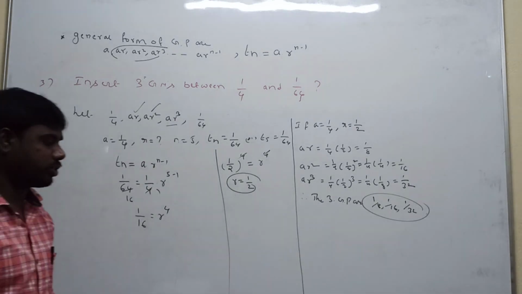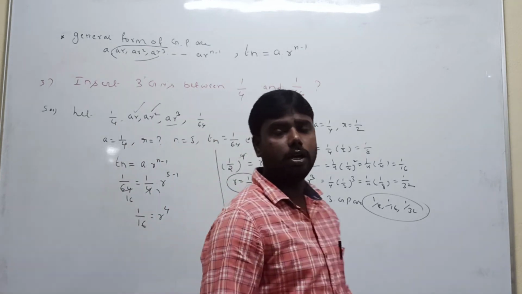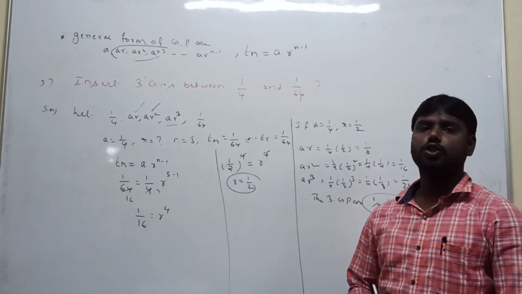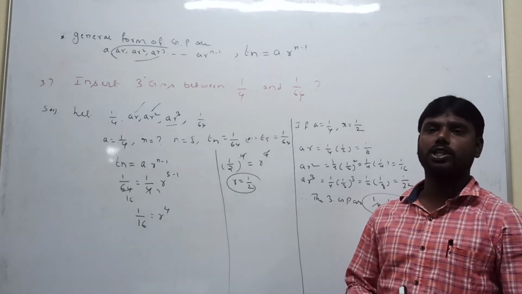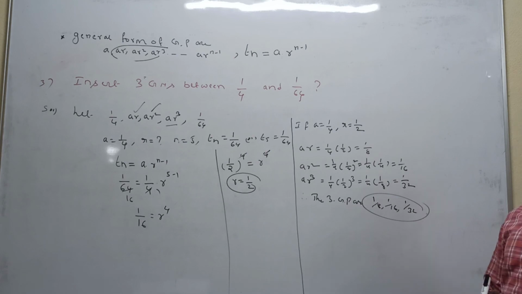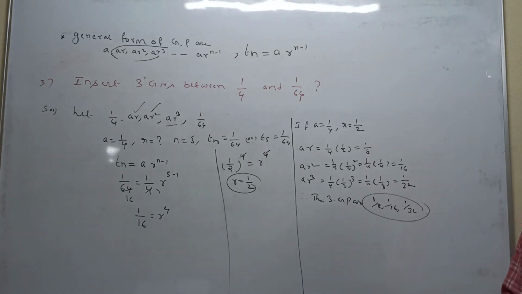This is the process. So today arithmetic progression, geometric progression, geometric mean and arithmetic mean, everything is finished. Everyone understood? Today this chapter is completed. Tomorrow onwards we will start a new chapter, matrices and determinants.